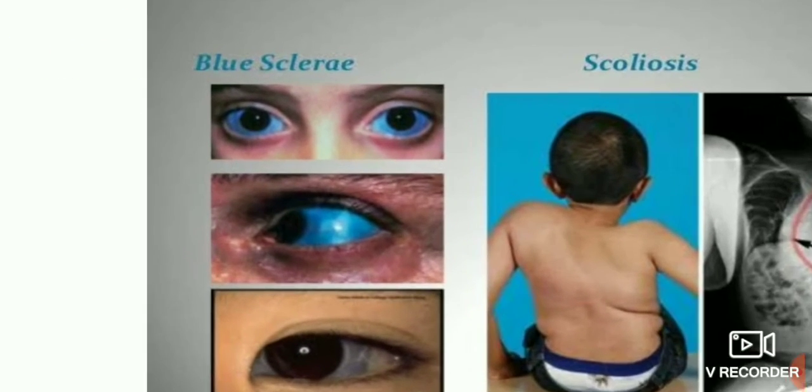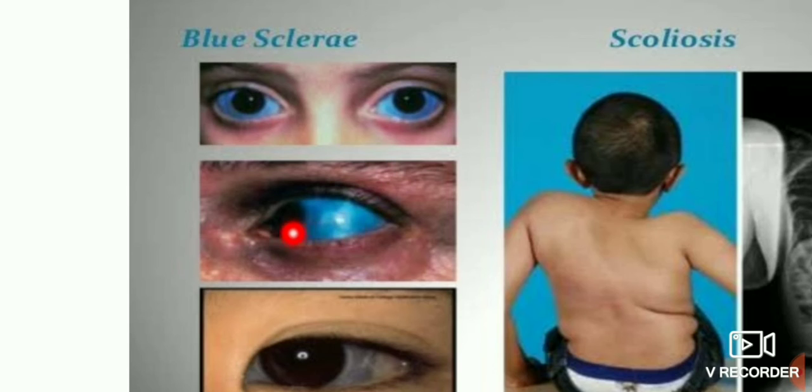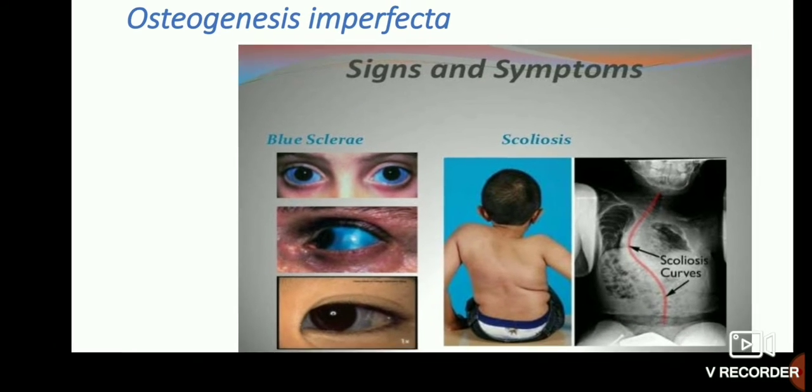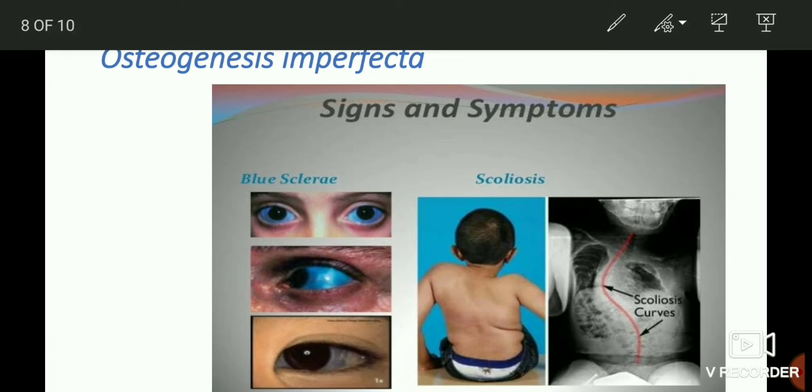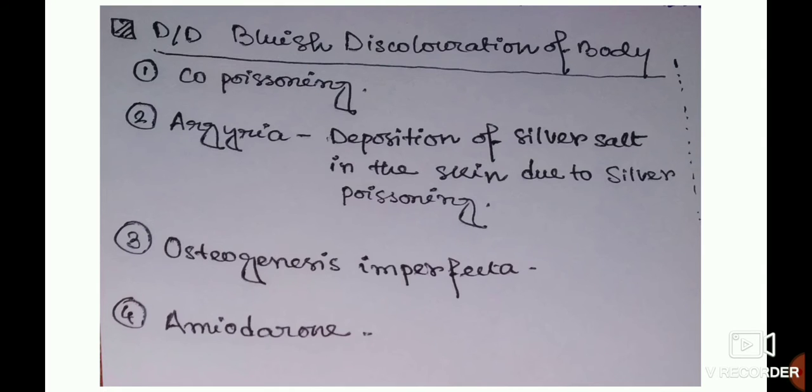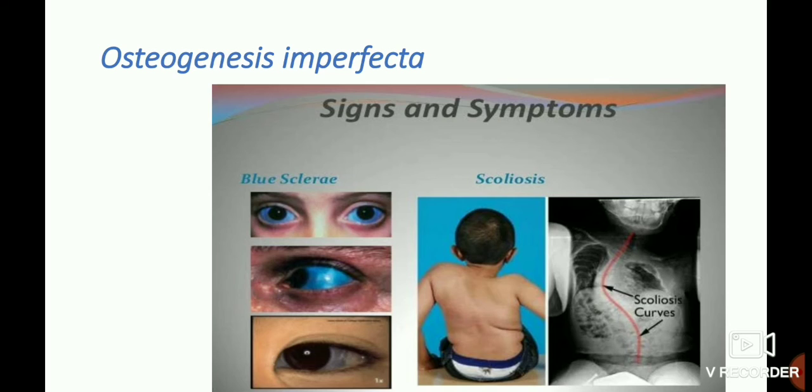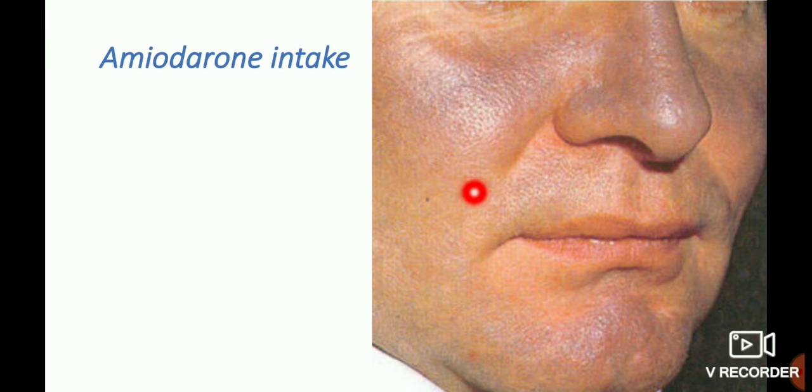Why? The sclera in osteogenesis imperfecta becomes very thin. That's why the choroidal blood vessels impart a blue hue through the sclera. So the sclera becomes blue. It will mimic cyanosis. And amiodarone intake. See here, amiodarone intake will cause bluish discoloration of the face, of the skin. It is also a differential diagnosis of cyanosis.